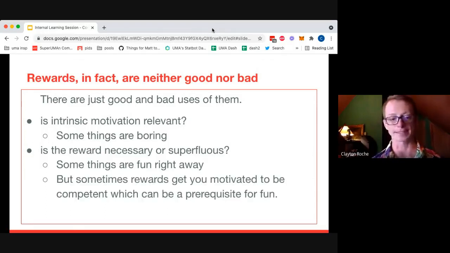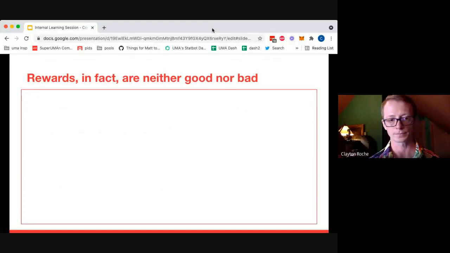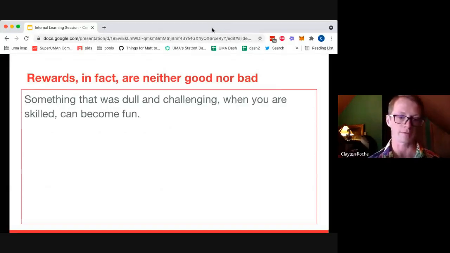But, and this goes back to that previous slide, sometimes rewards get you motivated to be competent, which can be a prerequisite for fun. So you have this scenario where, and I think we saw this in UMA's community, people didn't really know how to build stuff or what to do yet. And so sometimes you need some rewards to get people over that competence hump. So something that was dull and challenging can become fun when you're skilled.